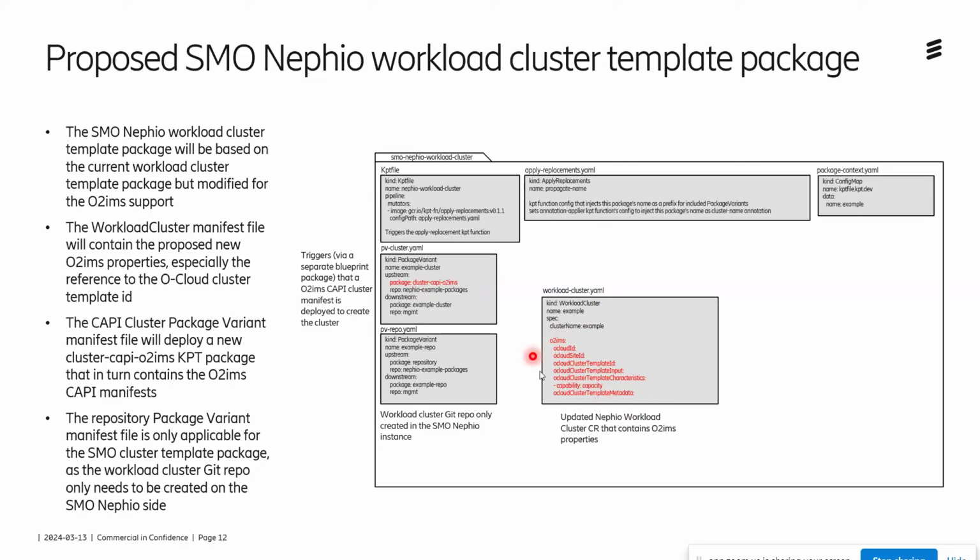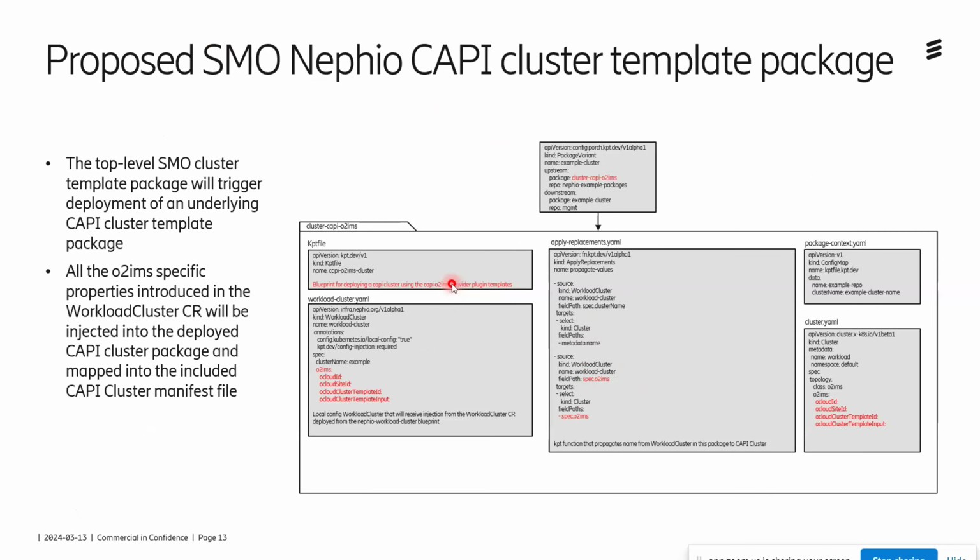So here you feed the information in, in order to expose what data you have fetched from the corresponding O-cloud cluster template. So this is the SMO workload cluster template. And basically it contains that workload cluster and the YAML for this O2IMS provider plugin invocation. And then on the next page, you have this copy cluster template package. So this will be either copy or whatever we have. But here is where you trickle things down.